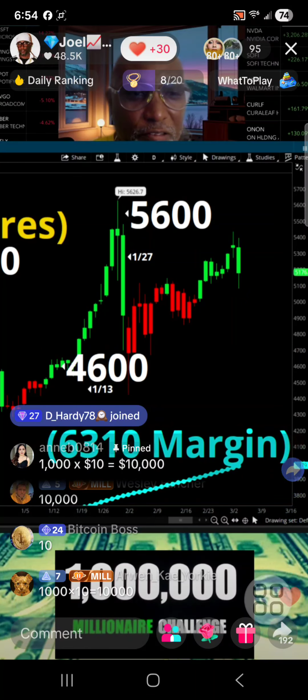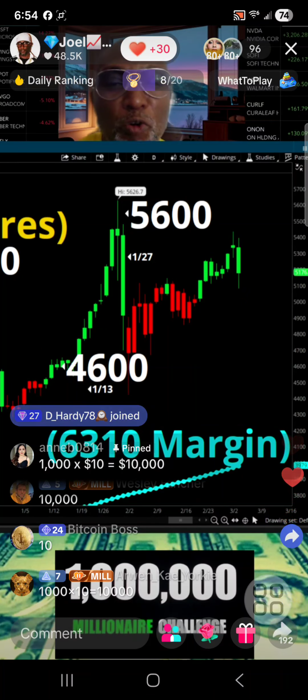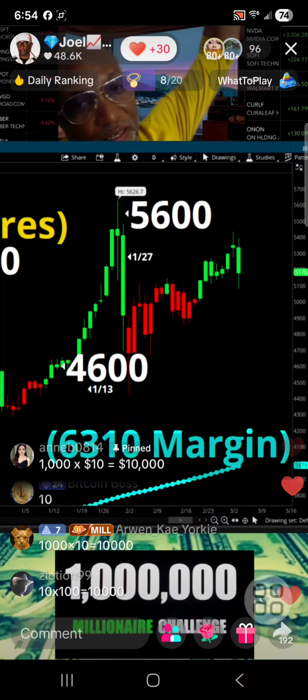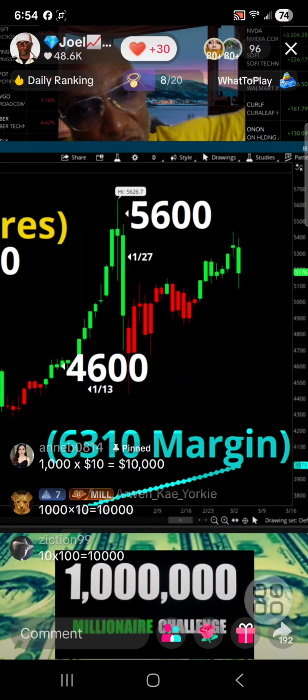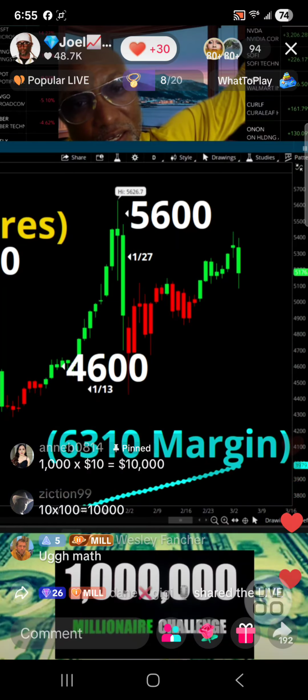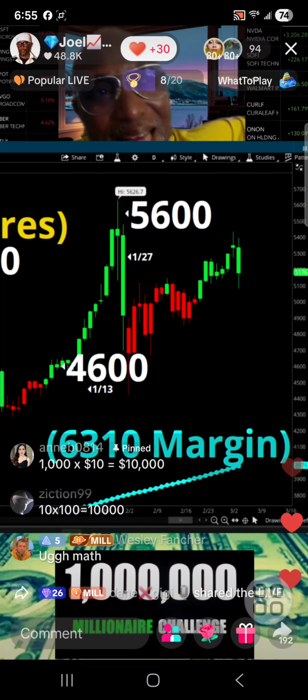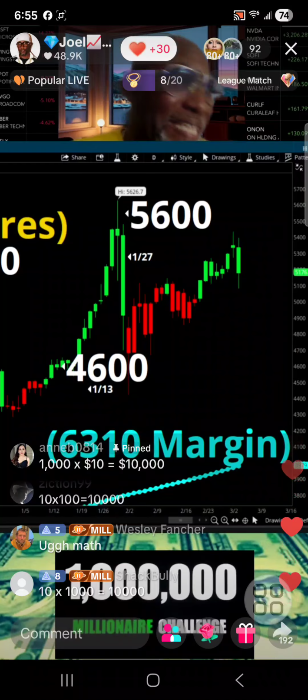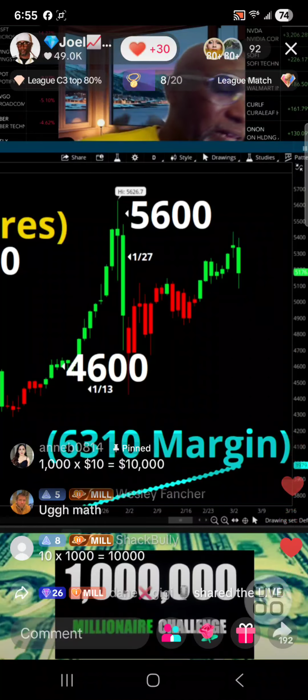It moved 1,000 points. Where did we get 1,000 points? We subtracted 4,600 from 5,600. It moved 1,000 points. But I make $10 per dollar move. So 1,000 times 10 is 10 grand.